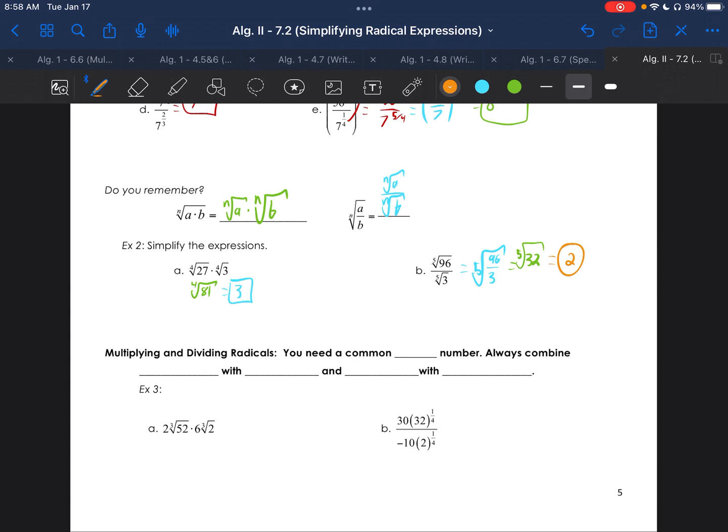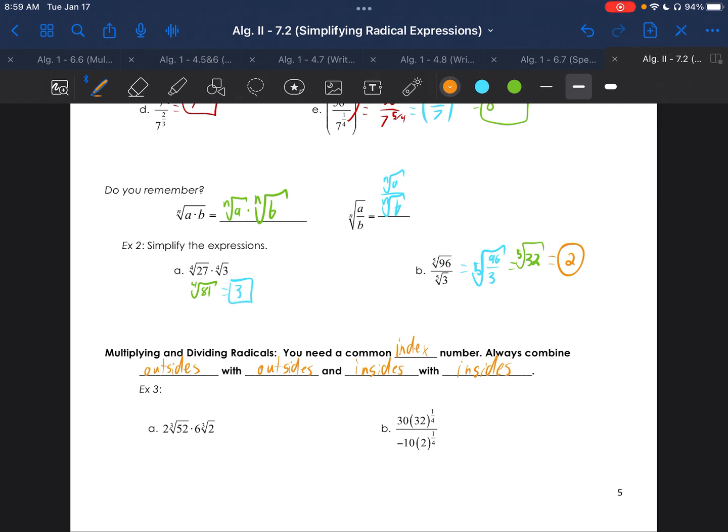All right, multiplying and dividing radicals, okay? So just like we were talking about there, you need a common index number, which is the number outside the radicand, that's a little small number that says, hey, this is this root. So on example 2a, we had the 4 as the index number, and in example 2b, we had the 5 as the index number. And we always combine the outsides with outsides, and you might guess it, the insides with insides. And that's the same thing we did with square roots, it's just we always had the same index of 2.